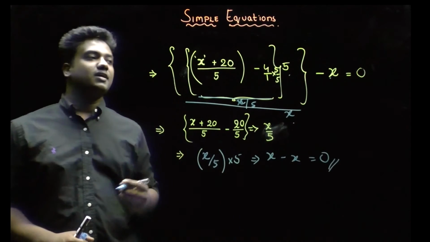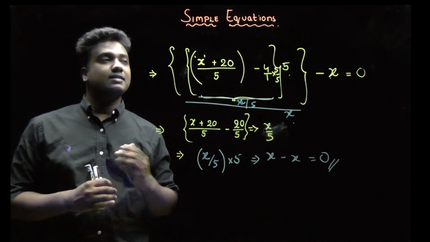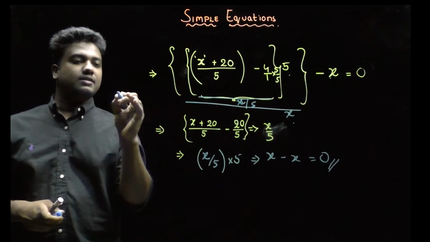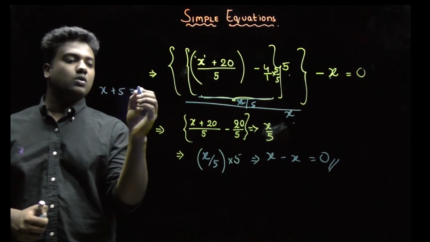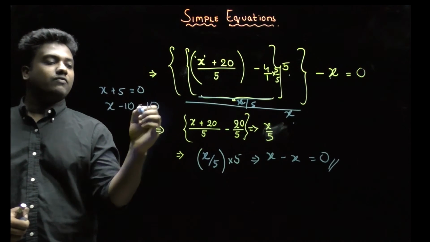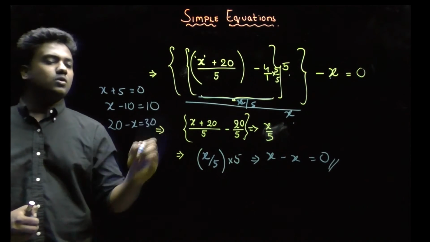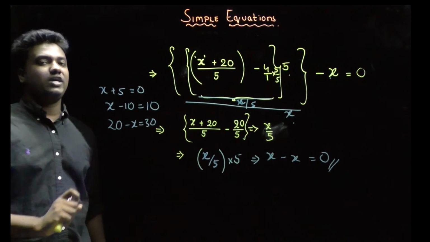This equation is said to be a simple equation, where a simple equation is a combination of variables and constants, and there will be an equality symbol. x + 5 = 0, for example. x - 10 = 10, for example. 20 - x = 30. So these are all examples of simple equations.